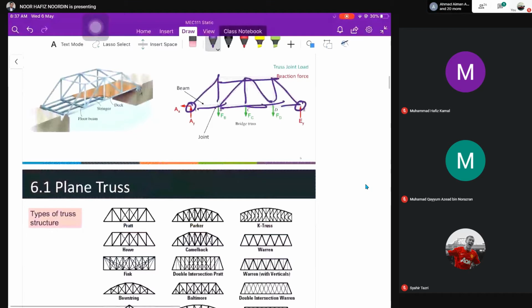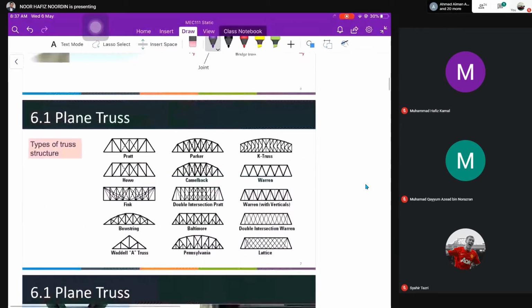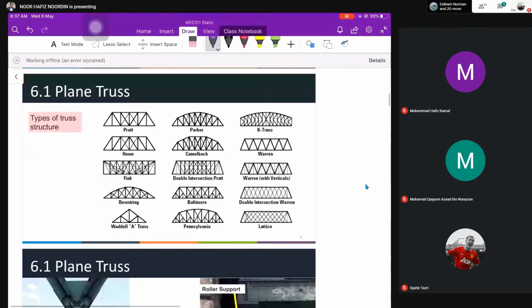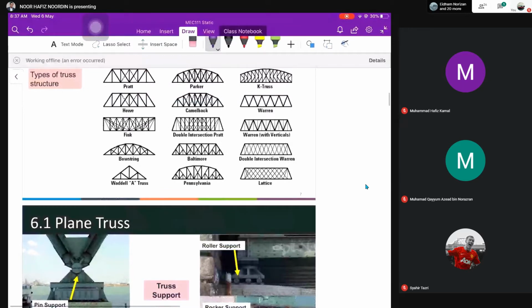Yang thread, buckle, truss, away, camelback, warren, fig, banyak lah, boleh baca lah. And then ini sebenarnya yang tadi kalau cerita tentang dia punya design of truss, by using this type of trusses, and then you decide which one you want to use to support your load. Itu tu dalam degree level lah. So diploma tak ada, sama tak. Kita hanya tunjukkan jenis truss saja. Alright.